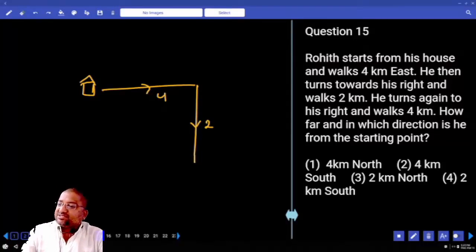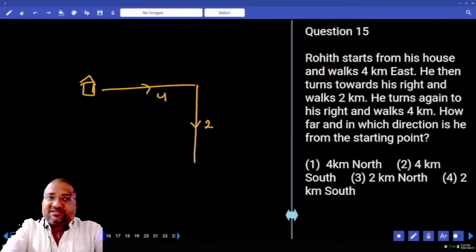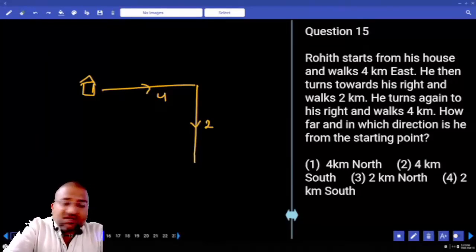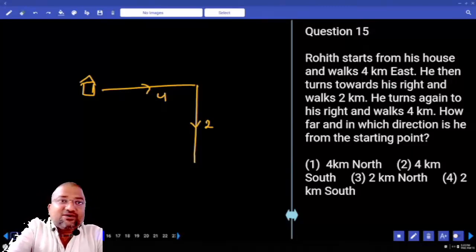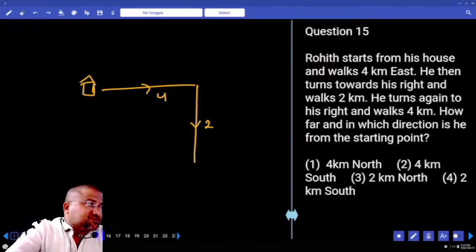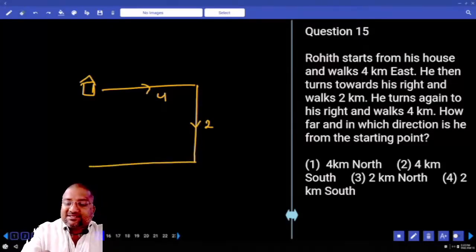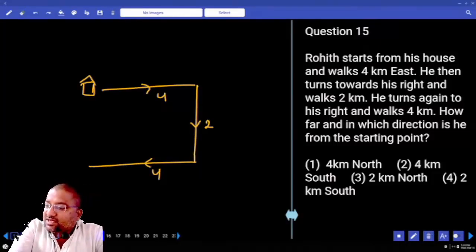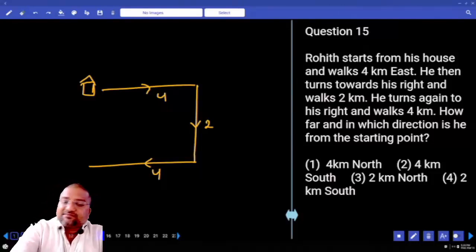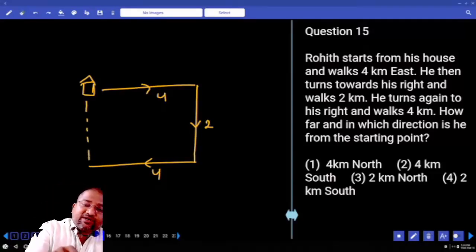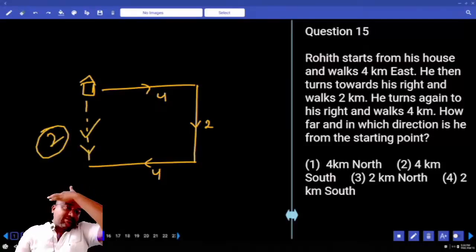He turns again to his right and walks 4 kilometers. Look at the arrow mark. This is pointing towards south. So when you are facing south, right means your left. How many kilometers? 4. And he stops exactly below his house. Tell me, then how far and in which direction is he from the starting point? This is his starting point. Distance is 2, going towards south. What's your answer? 2 kilometers south.